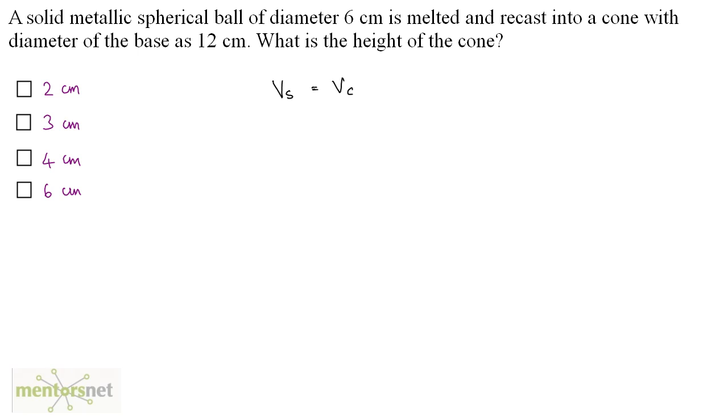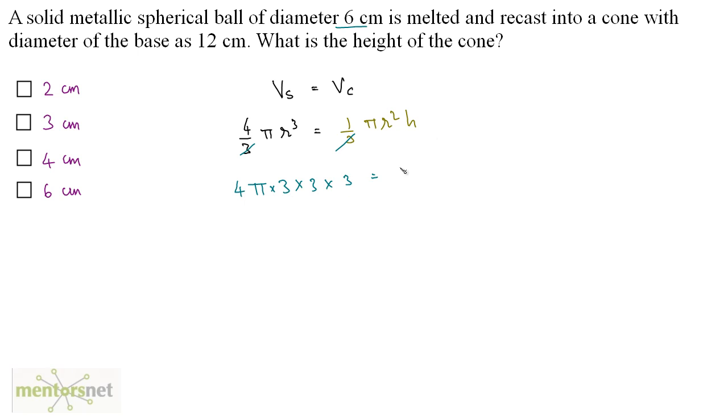So what is the volume of the sphere? Well, that's 4 by 3 pi r cube. And what is the volume of the cone? Well, that's 1/3 pi r square h. This r and this r is different. Okay, so this 3 and 3 gets cancelled out. What I have is 4 times pi times what is the radius of the spherical ball? Well, the diameter is 6, so the radius will be half of 6, and that's 3. So r cube will be 3 times 3 times 3.